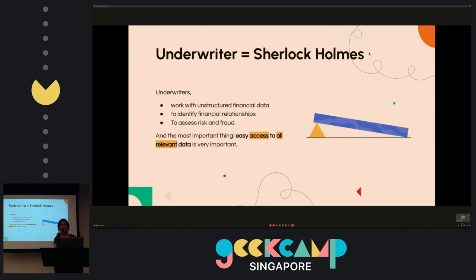They are trying to identify financial relationships between the companies that they've been given and uncovering relationships that are not provided to them directly. And then they are trying to assess risk and fraud for the cases that they receive. So one very important thing in all this is getting easy access to all this relevant data in one place.